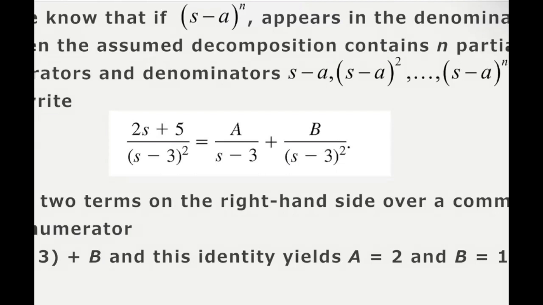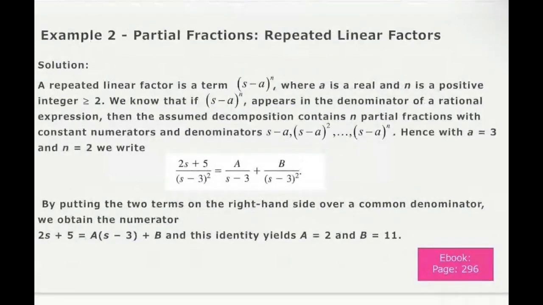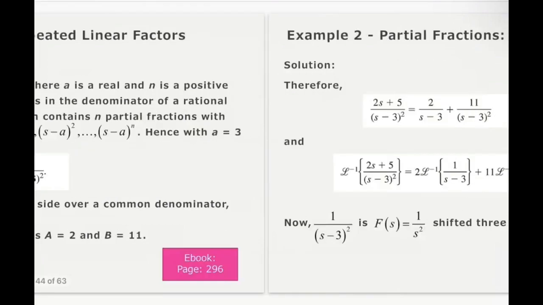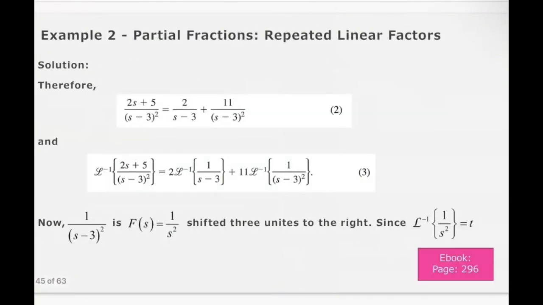So we have (2s plus 5) over (s minus 3) squared equal to a over (s minus 3) plus b over (s minus 3) squared. By putting the two terms on the right hand side over the common denominator, we may obtain a equal to 2 and b equal to 11. So let's show this one.